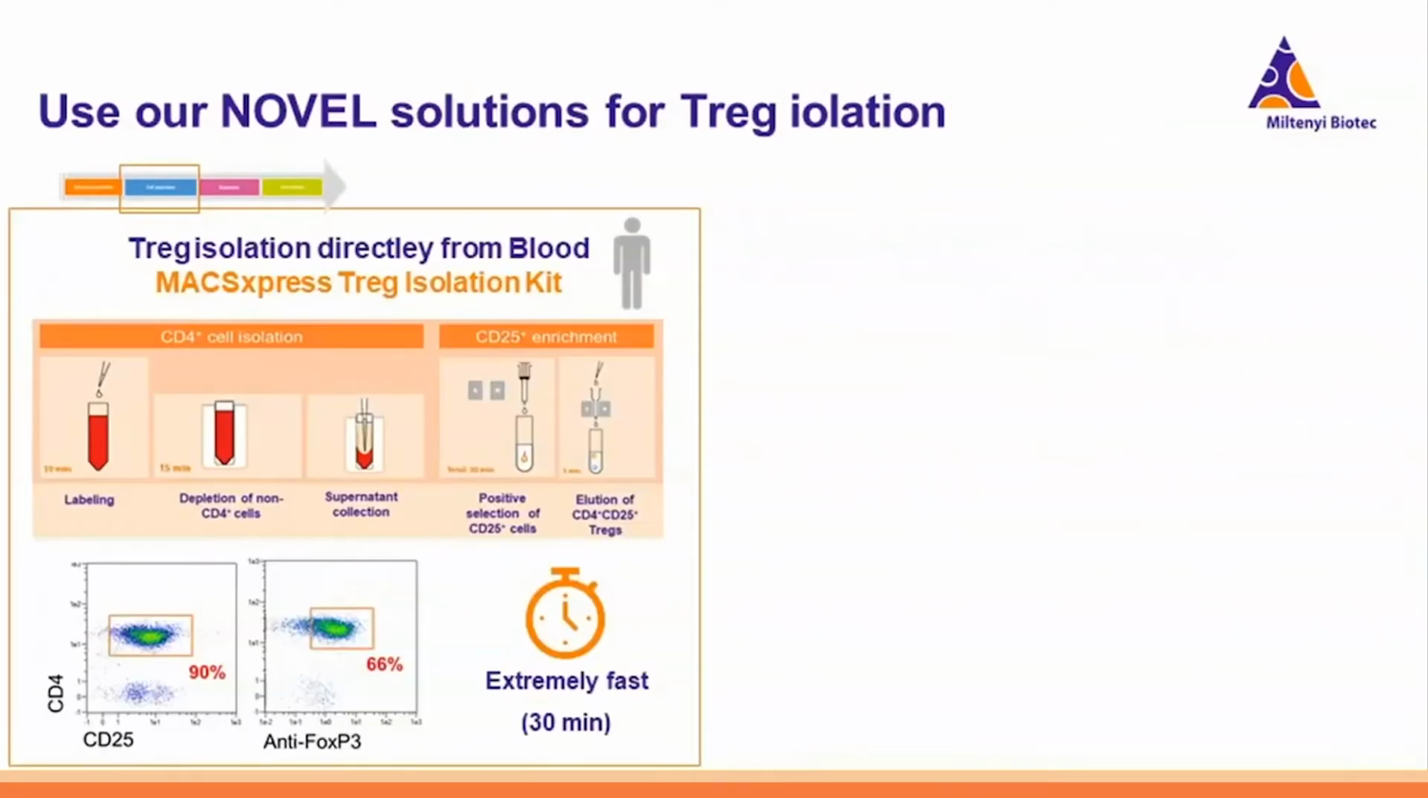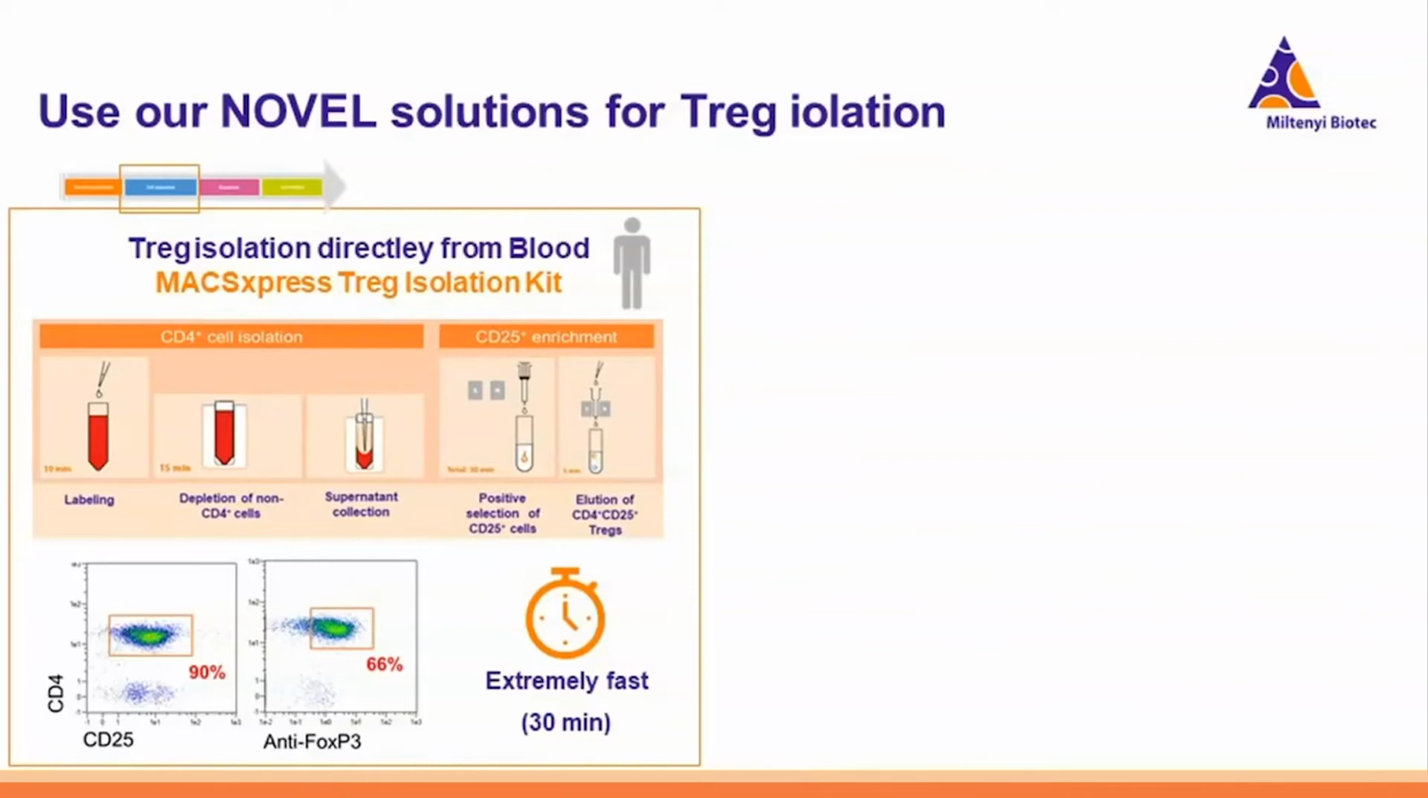Okay, right now I would like to talk about Max Express Treg isolation kits, which is a unique kit for isolation of Treg directly from the blood. And the whole process takes 30 minutes. Max Express Treg isolation kit for human is the special kit which helps you to isolate your Tregs directly from the blood. It is one of the most easy, fast, and efficient methods, which gives you the opportunity to save your time by skipping the density centrifugation step.